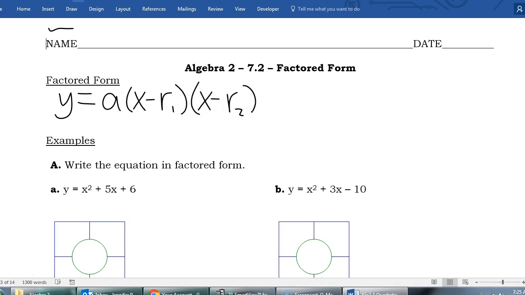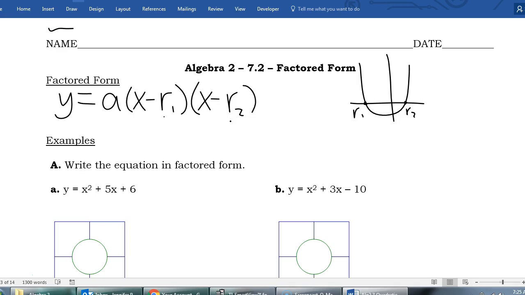So we're not going to do a lot of graphing in this chapter, but the way that this factored form works is when you have a U-shaped parabola, the coordinates where that shape would cross the x-axis, those would be the roots that you would substitute into your format here.